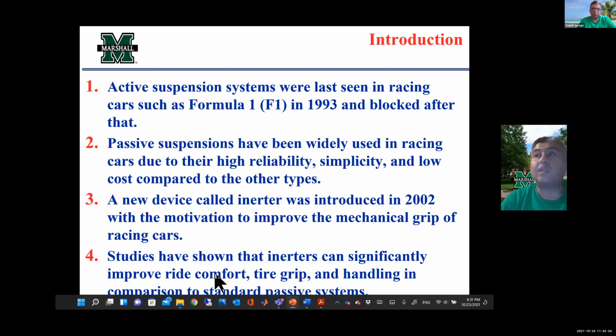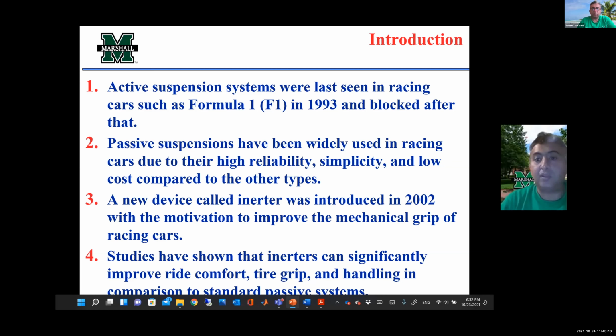A new device called the inerter was introduced to the suspension system of racing cars in 2002, with the motivation to improve the mechanical grip of racing cars. Studies have shown that by adding the inertance to the suspension system, it can significantly improve ride comfort, which is very important for racing car drivers, tire grip, which is highly important in the case of racing cars, and also handling, in comparison to the standard passive suspension system that only includes springs and dampers.